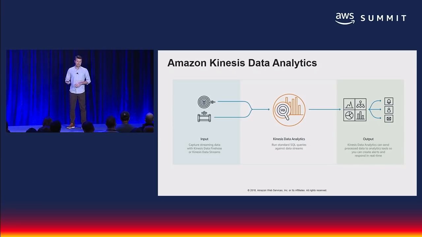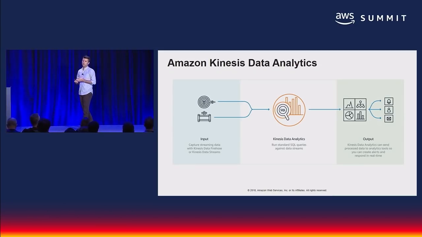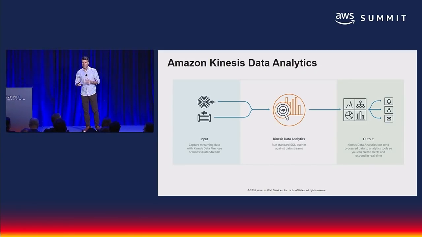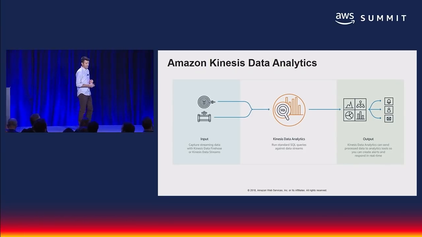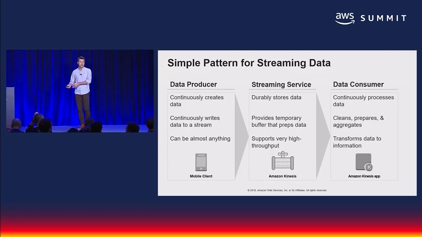So Kinesis Analytics, today the sources for your Kinesis Data Analytics application can be a Kinesis Data Stream or a Kinesis Data Firehose. And then you write your SQL to process the streaming data that's coming from one of those two streaming services. And then you output what you learn based on your SQL. So typical pattern: data producer, a streaming service like Amazon Kinesis, and then a data consumer. And the Kinesis Analytics application, that is your consumer.